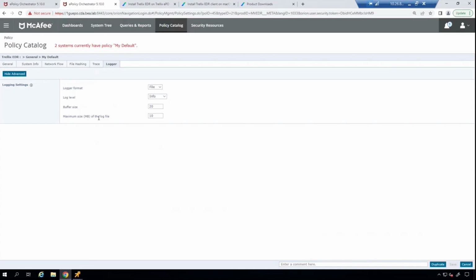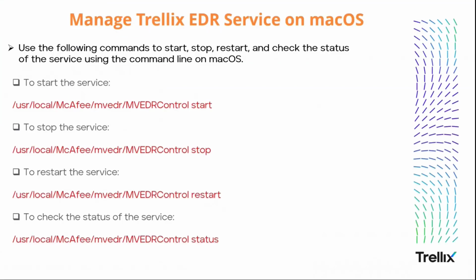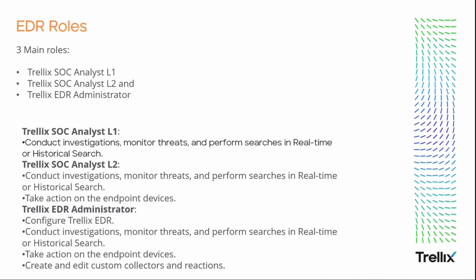Now, let's have a quick look into the EDR roles. In EDR, we have three main roles: SOC Analyst L1, SOC Analyst L2, and then the EDR Administrator. The EDR Administrator is the highest privileged role in the EDR. They can configure the Trellix EDR, conduct investigations, monitor the threats, and also perform searches in real time and also the historical search.